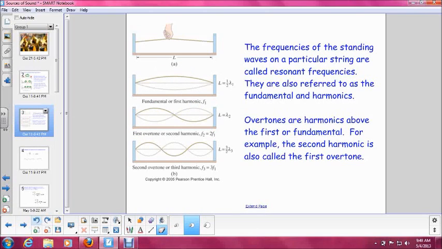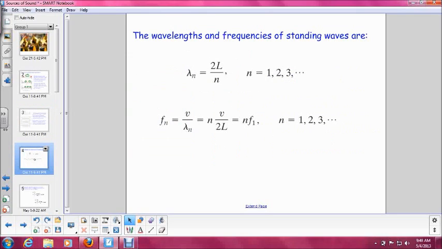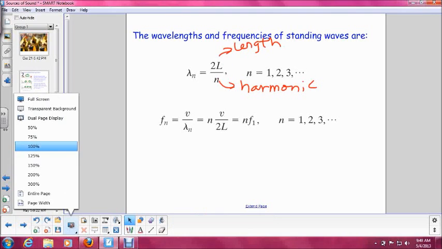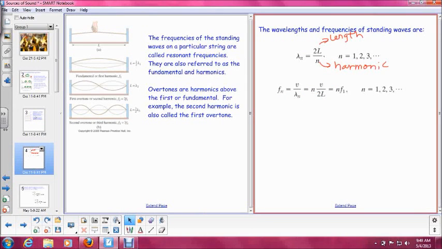Now, in order to figure out what kind of sound a given string will make, we can use some equations to find the wavelength and frequency. So to find the wavelength in any string, you take 2 times the length of the string and you divide by the harmonic. So if it's the first harmonic, we're going to put number 1 in for n. If it's the second harmonic, we put 2. If it's the third harmonic, we put 3, and so on. And this kind of makes sense, right?